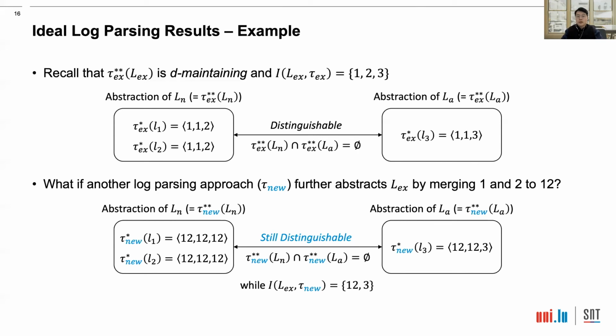However, at the same time, we can see that the unique messages after the abstraction are now only 1, 2, and 3, which are smaller than the information which was in the previous example. In that sense, we can say that this new abstraction function, this new log parsing approach, results in the ideal log parsing result, which is minimally distinguishing.